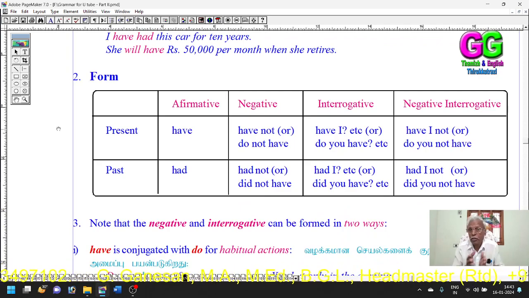The form of have when it functions as a finite verb, as an ordinary verb: affirmative, negative, interrogative. Present: have; negative: have not or do not have. Interrogative: have I or do you have? Negative interrogative: have I not or do you not have? Regarding this, we will say later on, where we use these forms.